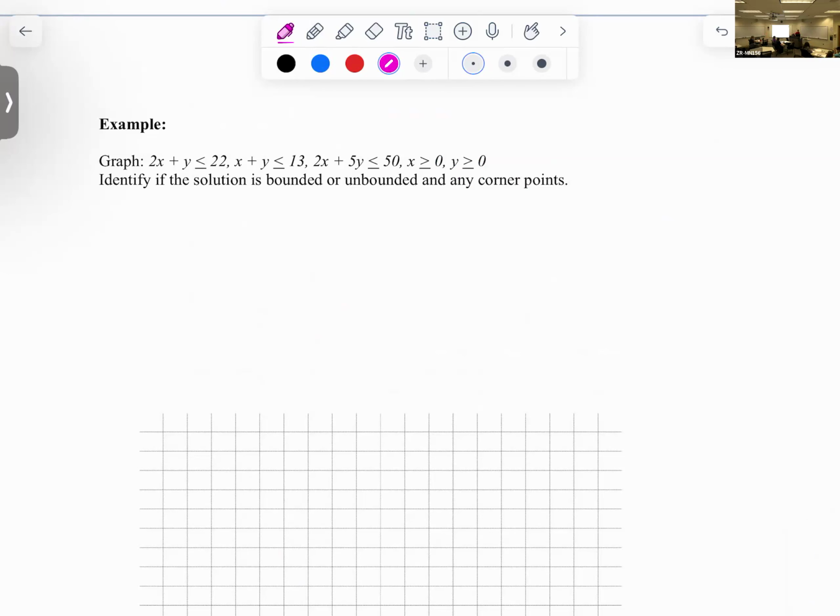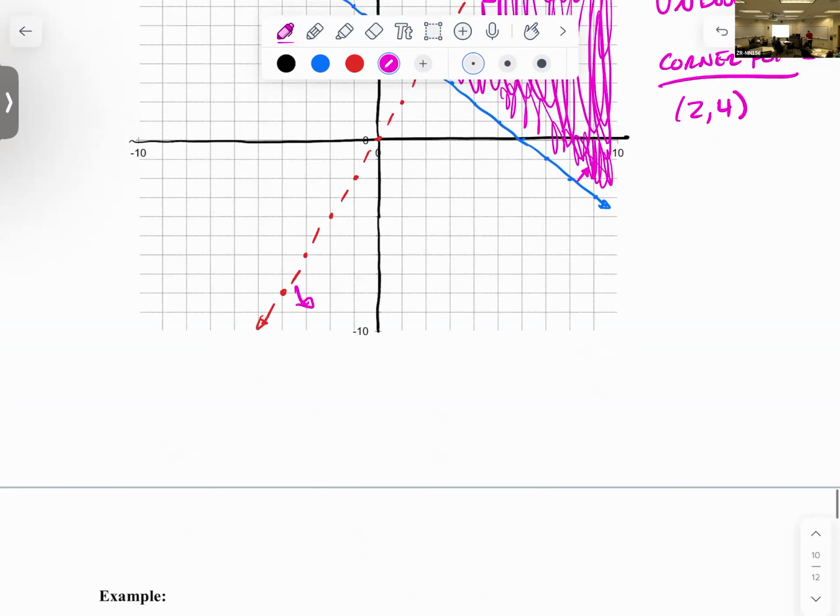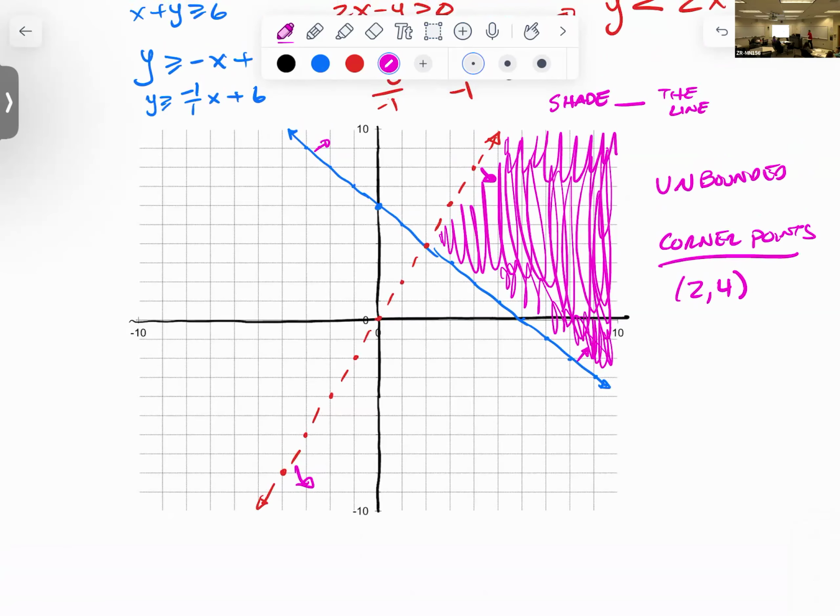What is that on the graph? Not a corner. This is x equals 0, it's the y-axis. And y equals 0 is the x-axis. If x is greater than 0 and y is greater than 0, what quadrant are we in? The first, because I'm above this line and above this line. That means this whole graph takes place in the first quadrant.